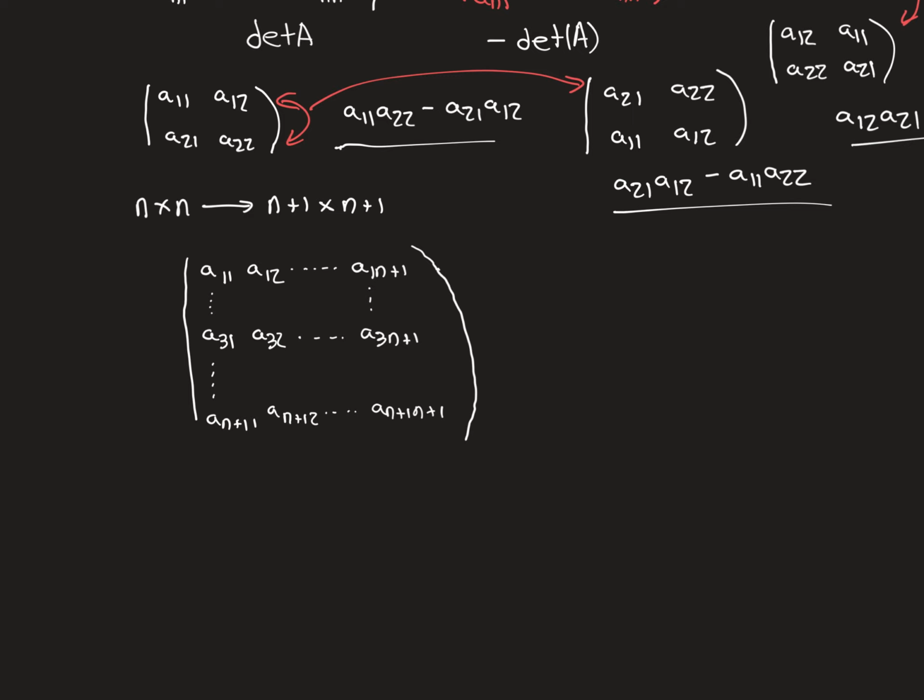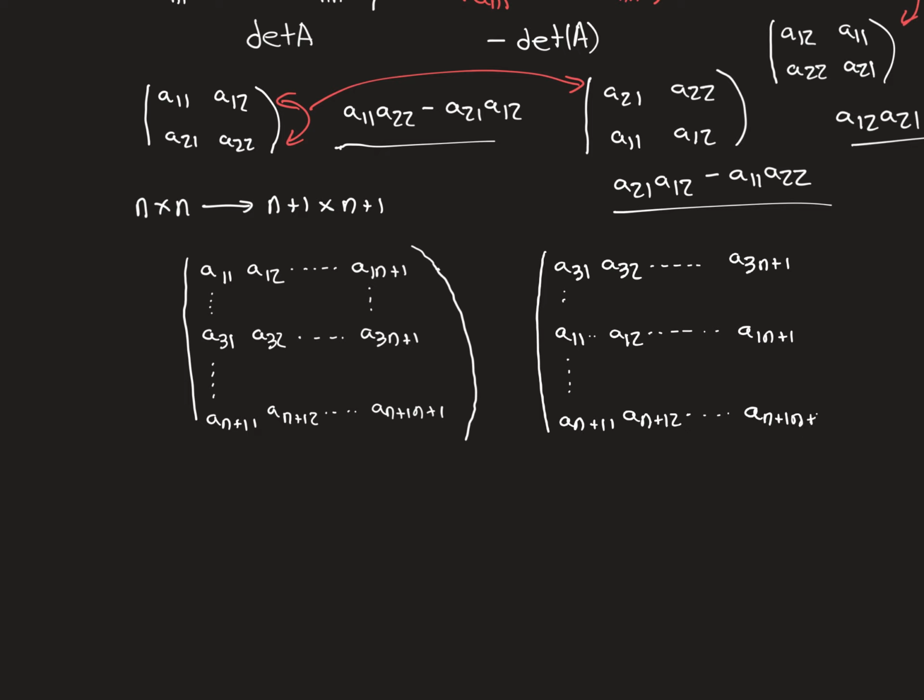How are we going to prove that if we switch these two rows, so now let's draw out the matrix with the switched two rows. So we've switched row 1 and row 3, so A31, A32, all the way up to A3,n+1. Row 2 remains unchanged, and then we have row 1 now in row 3's position, A11, A12, all the way up to A1,n+1, and then we go down to the (n+1)th row, which hasn't changed, A(n+1),1, A(n+1),2, all the way along to A(n+1),(n+1).